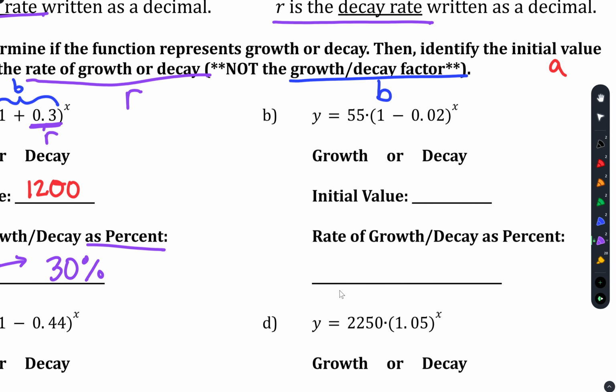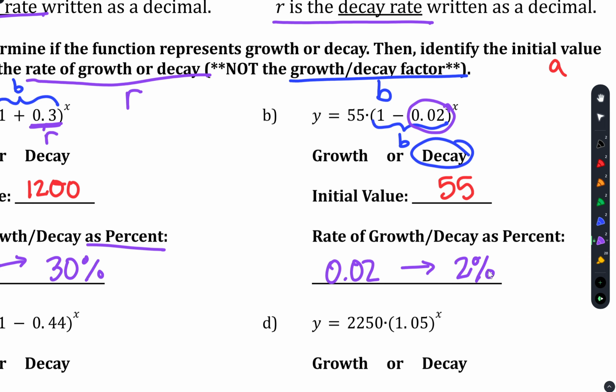Okay, look at B. Is B going to be growth or decay? It's going to be decay. My B value, which is this entire thing, is going to end up being smaller than 1 because I'm subtracting. So that's decay. The initial value is 55. And then I'm trying to figure out my rate of growth/decay. This is going to be a rate of decay. I look at this number right here. That's my R value, 0.02. Convert that to a percent. What is that as a percent? 2%. Notice this is not going to be a negative percentage, so I should not have a negative in front of there. Any questions on that?